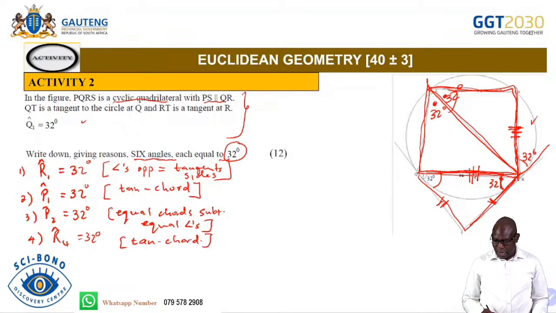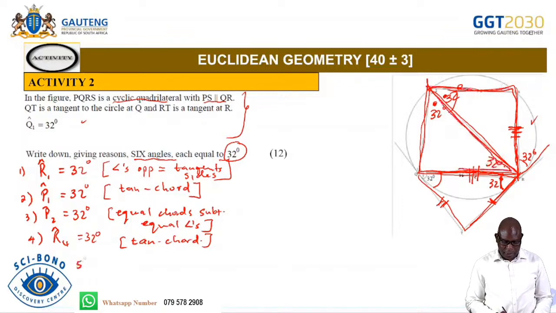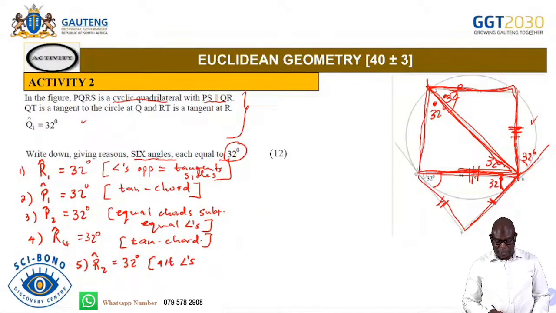All right? Now, the next one there will be R2. Now, R2 will be somewhere there. So this is R2. Why is this R2 equals to 32 degrees? It is because this line is parallel to that. So there will be alternating angles. So R2 will also be 32 degrees. So for the alternating angles, you must write down the lines that are parallel, which are PS, it's parallel to QR. Please write this. It's very, very important for you to write.